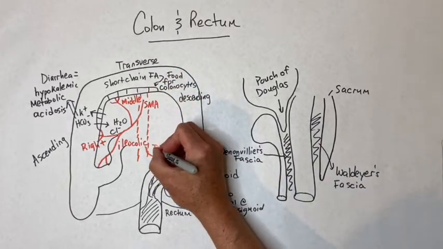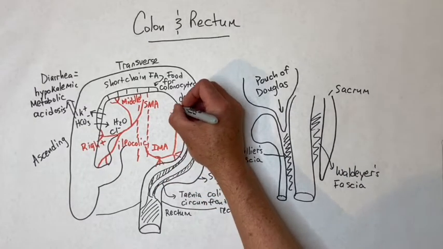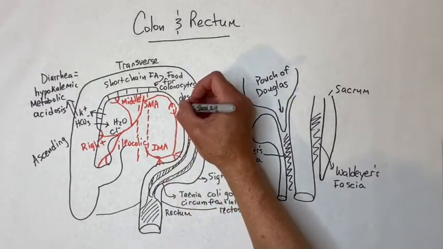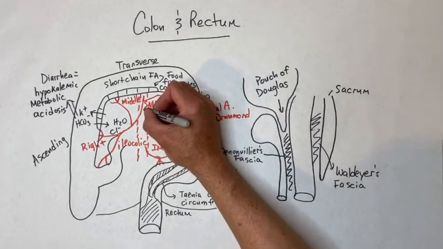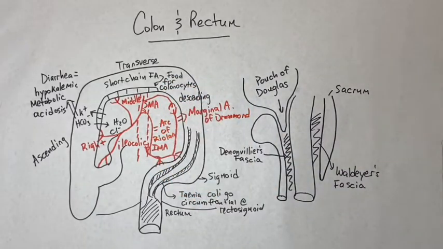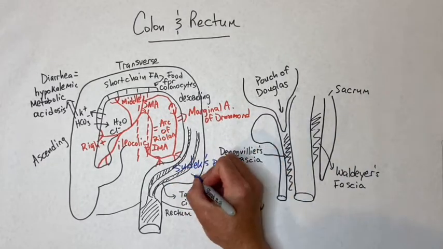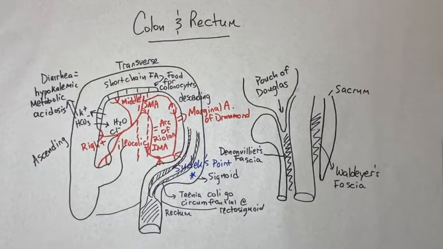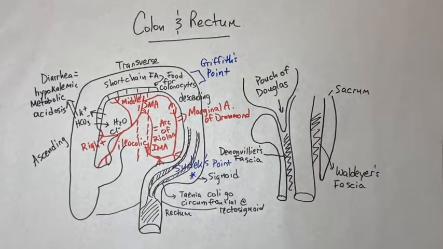The classic watershed area is at the splenic flexure at Griffith's Point, as the blood supply to this area is from the marginal artery of Drummond, that is a collateral between the middle colic and the IMA, that runs distal in the mesentery near the colon wall, whereas the arc of Riolan is a collateral that runs closer to the root of the mesentery. The other point prone to ischemia is at the recto-sigmoid junction at Sudeck's Point.